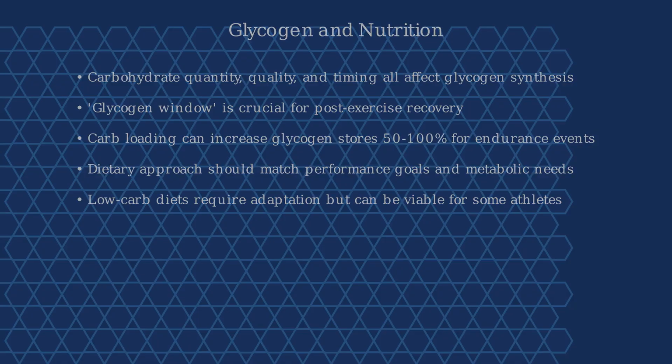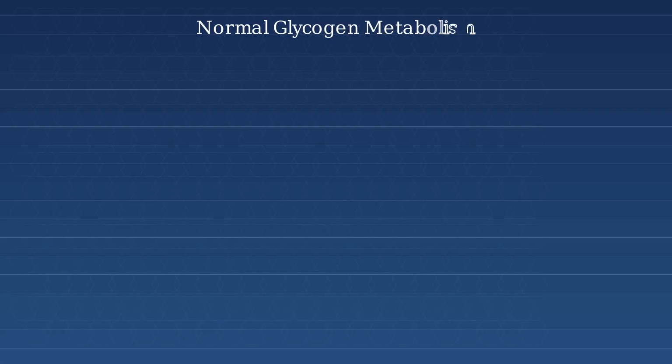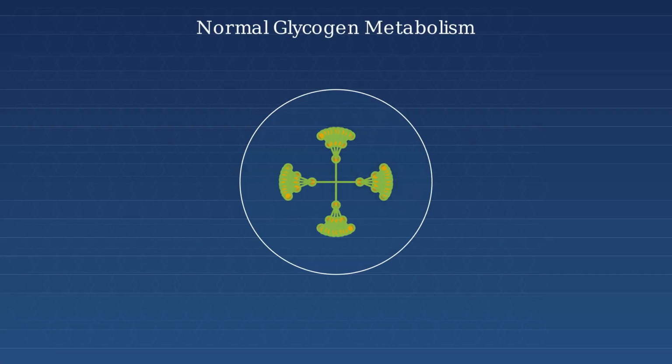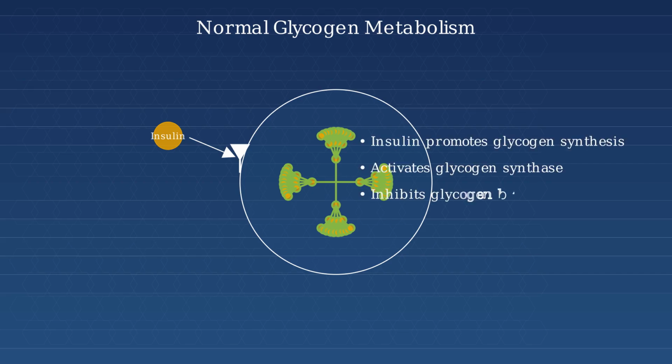In normal physiology, insulin plays a crucial role in glycogen metabolism. When insulin binds to its receptors on liver and muscle cells, it triggers a signaling cascade. This promotes several key processes that regulate glycogen metabolism.